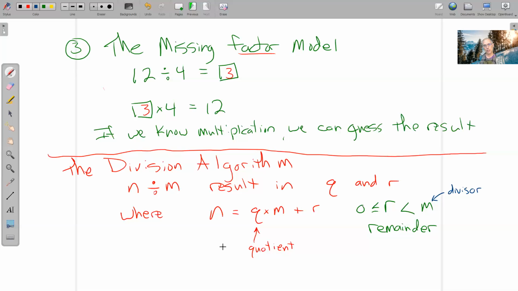So we'll just apply this to a different example. This right here is what's known as the division algorithm. If you divide two numbers, you get a result that's two other numbers, and the connection between them is this multiplication problem right there. That's how they're related.